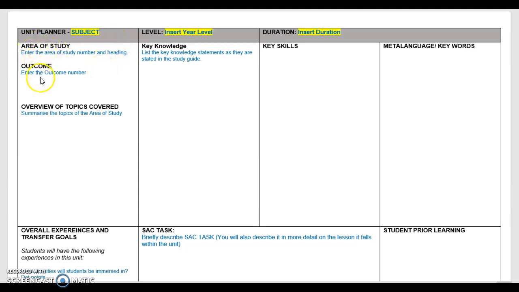Here, include the area of study and the outcome. And here we want an overview, just a summary of the topics in the area of study. So what are the ideas that the students will be covering? Key knowledge and key skills will be cut and pasted directly from the study guide, so you need to find where they fit within your study guide. Here we've got meta language and keywords. So what's the discourse that's going to occur in that particular area of study? What do students need to be familiar with?